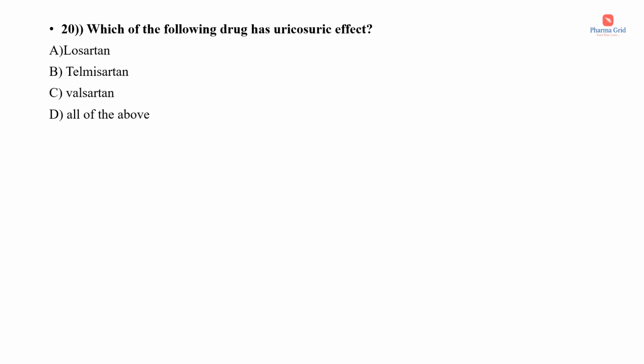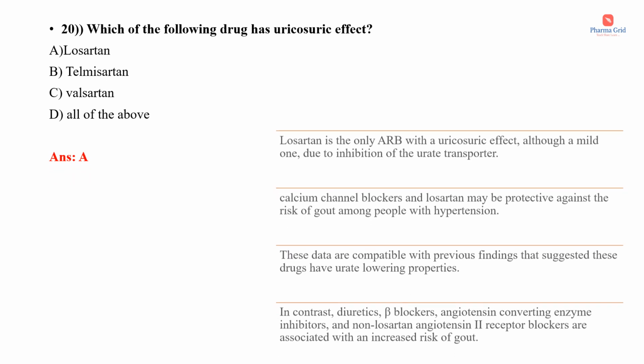Question number 20. Which of the following drug has uricosuric effect? The options are losartan, telmisartan, valsartan, all of the above. Here the correct answer is option A, that is losartan.